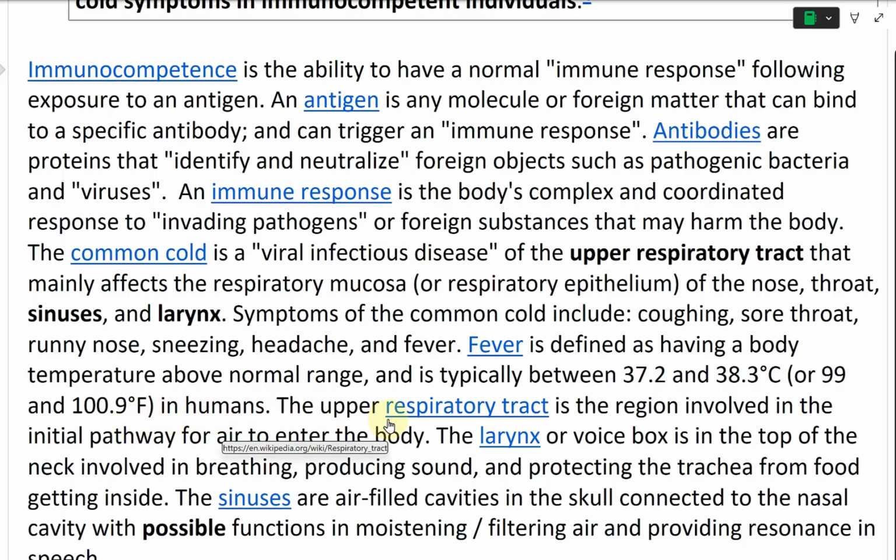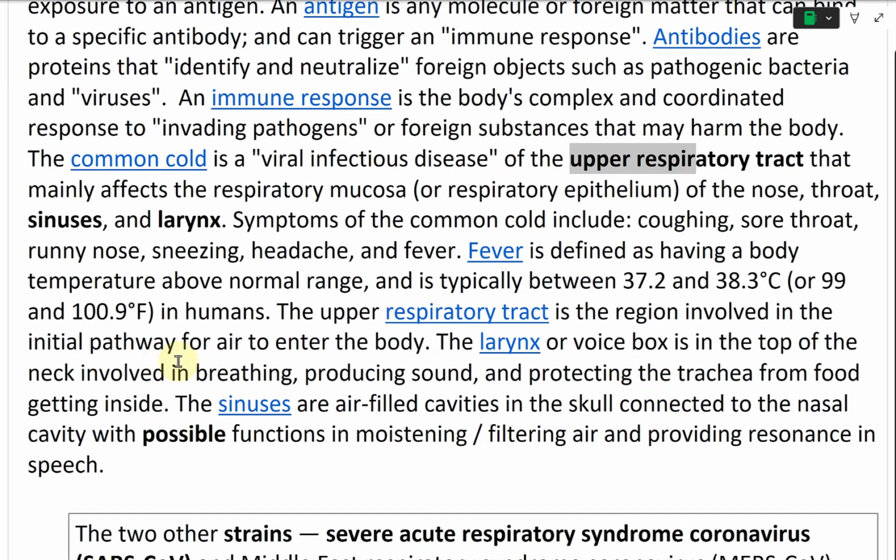And the upper respiratory tract, this part right here. Yeah, this upper respiratory tract, this part right here. So common cold is viral infectious disease of this upper respiratory tract. And the upper respiratory tract is a region involved in the initial pathway for air to enter the body.